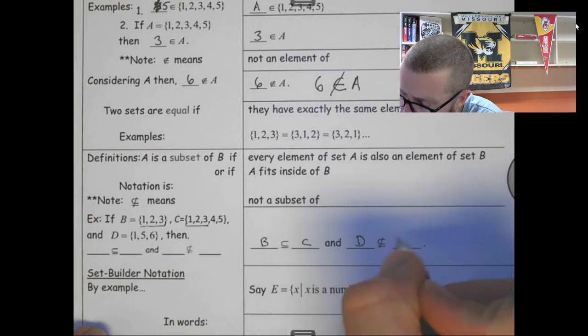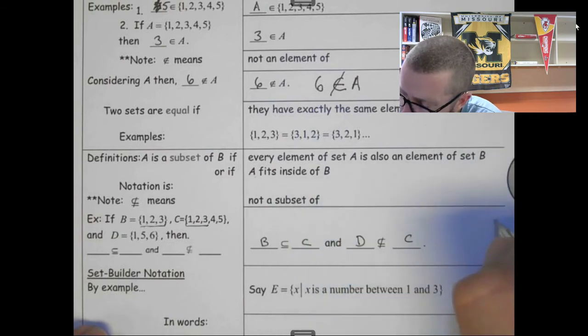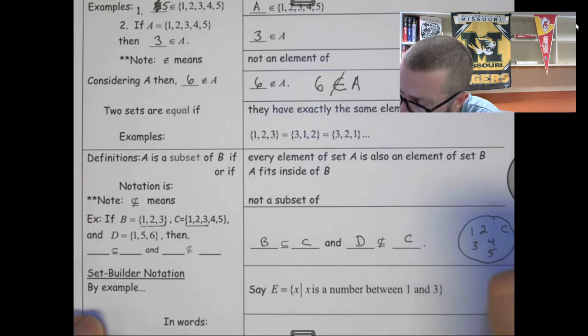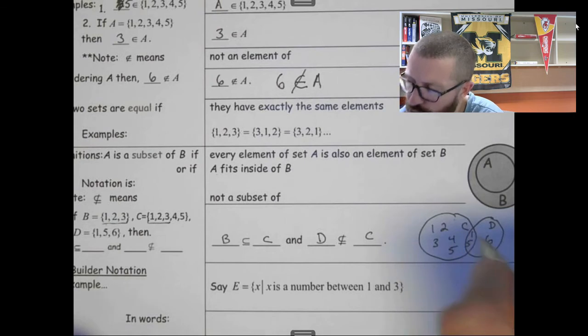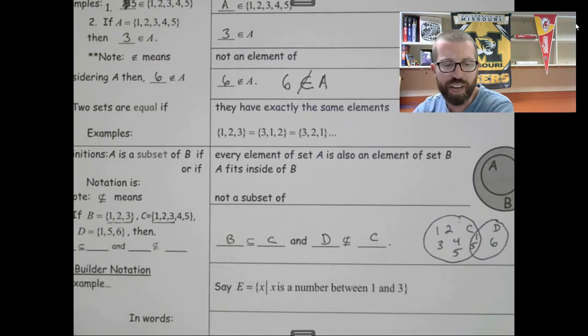And then there's a couple things you could say, but D is not a subset of C. We can maybe draw with pictures. If C was here, then I would have 1, 2, 3, 4, and 5. And D, draw that here, 1 and 5 overlap. But then 6 is not included in C. So D is not completely inside of C.